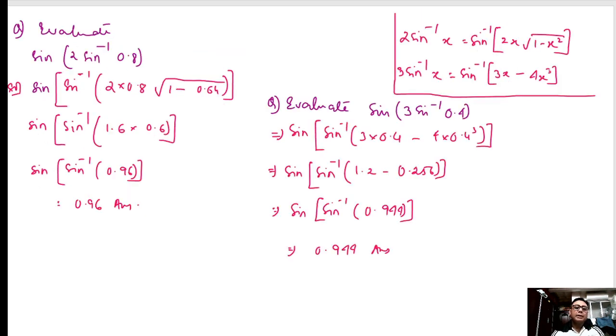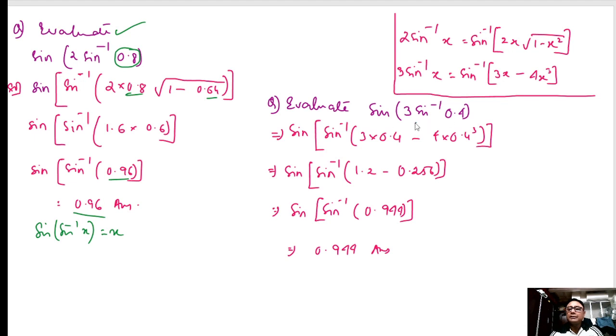Next, let's see. Evaluate sine of 2 sine inverse 0.8. So we have to simplify it. What is 2 sine inverse x? It is sine inverse 2x root over 1 minus x square. So this is my x. So sine inverse 2x root over 1 minus x square. Solving it, we get this. Now sine of sine inverse x, as you already know, is x. So this is the answer.